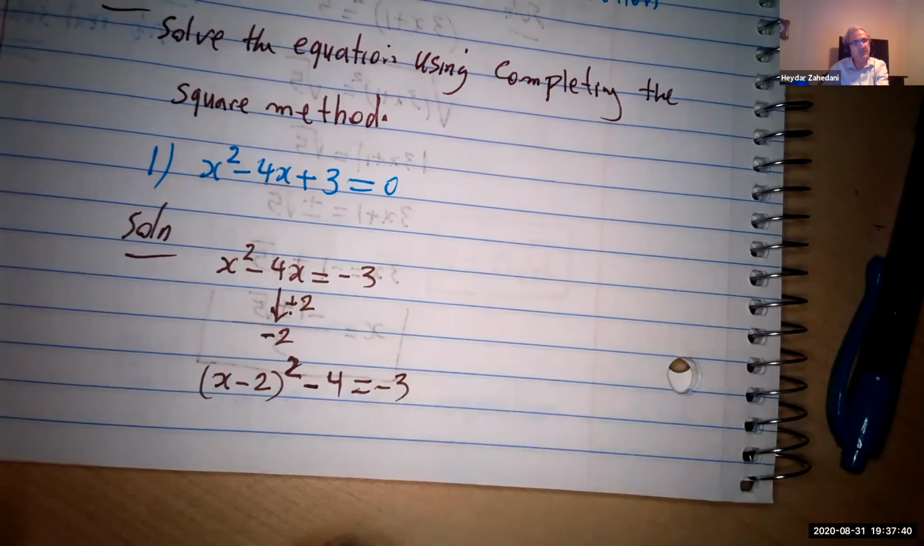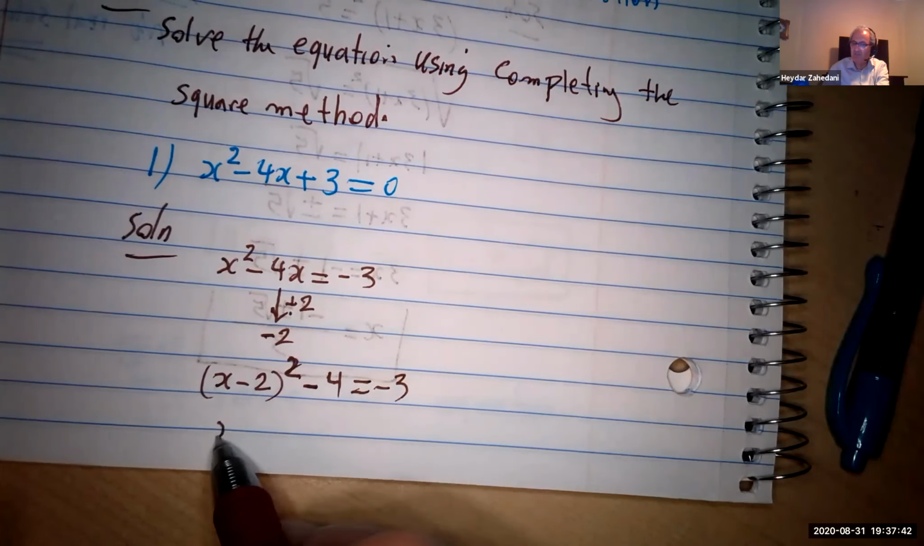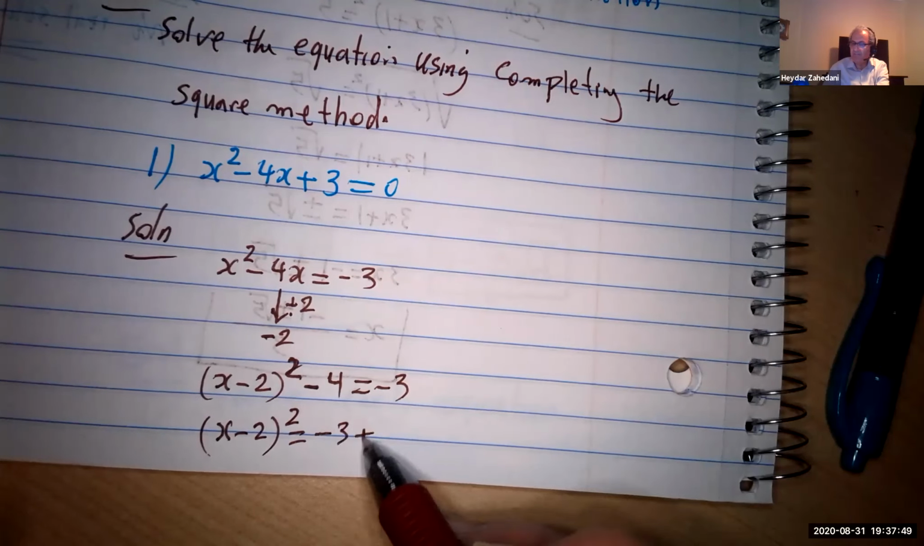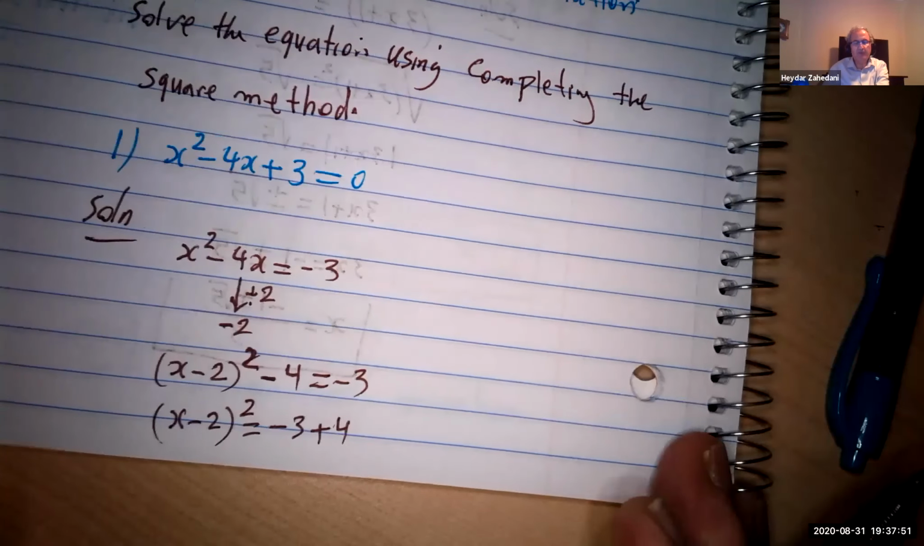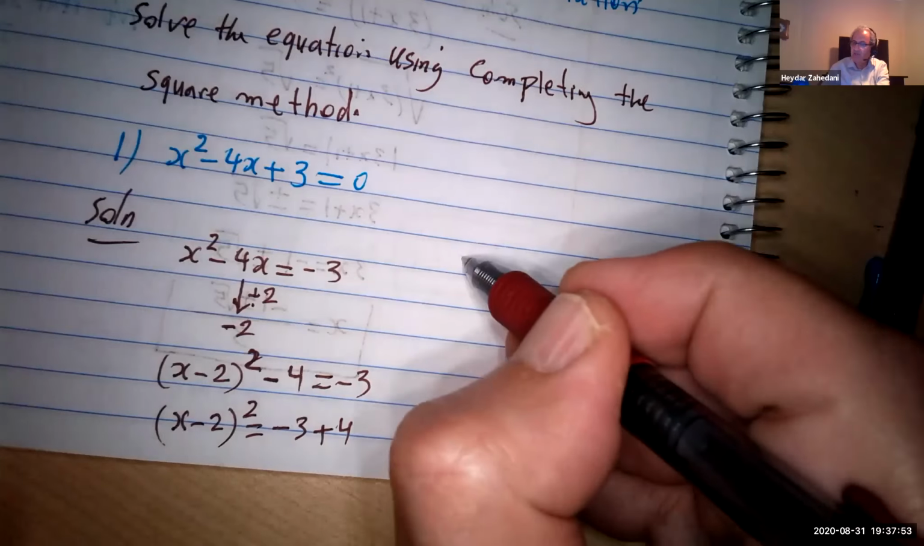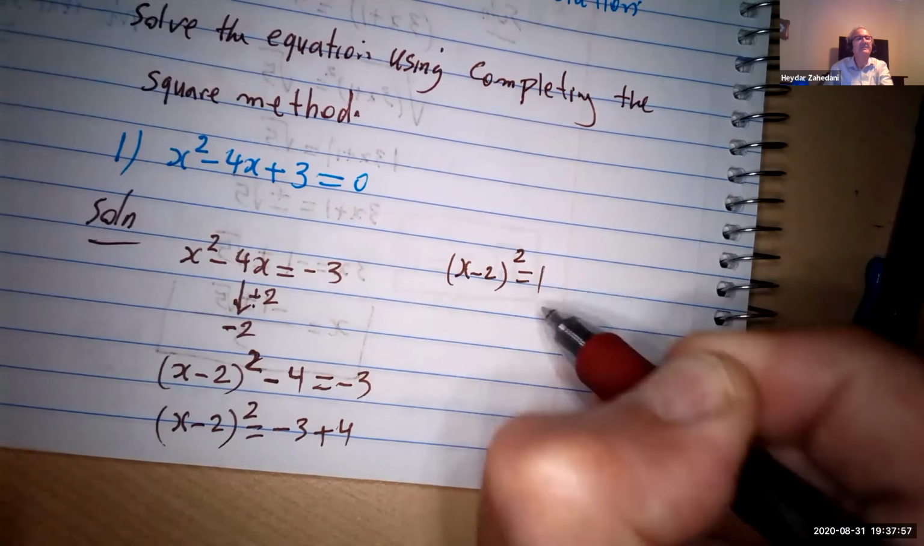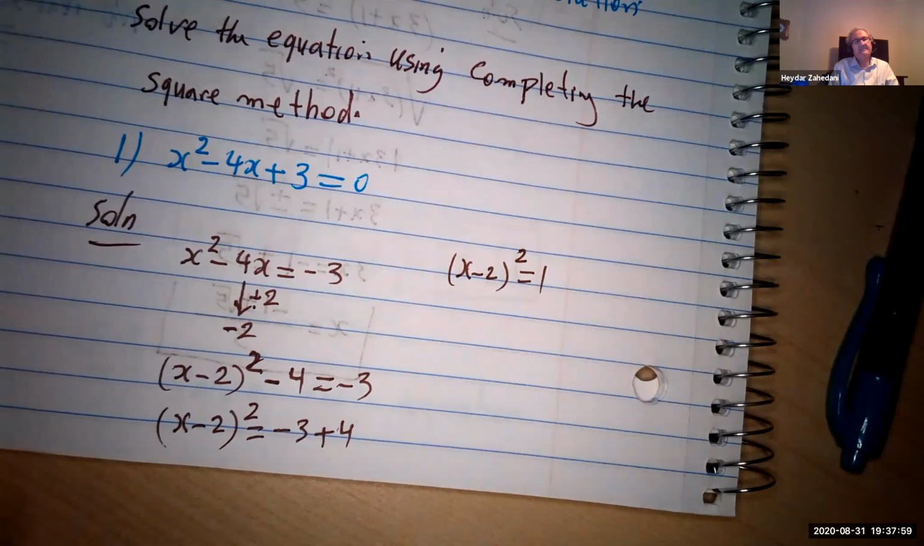You move the 4 to the other side, you get the perfect square to the left. x minus 2 all squared equal to negative 3 plus 4. Negative 3 plus 4 would be 1. So that gives you x minus 2 squared equal to 1. You get a perfect square to the left. Any question?